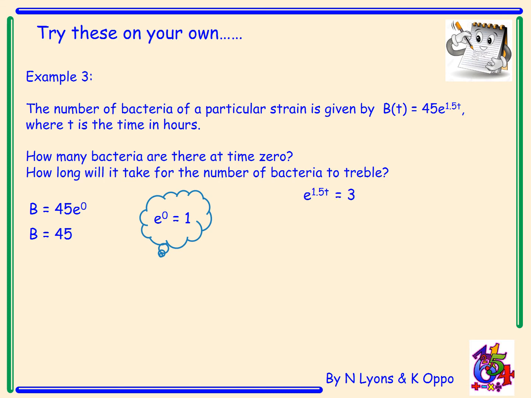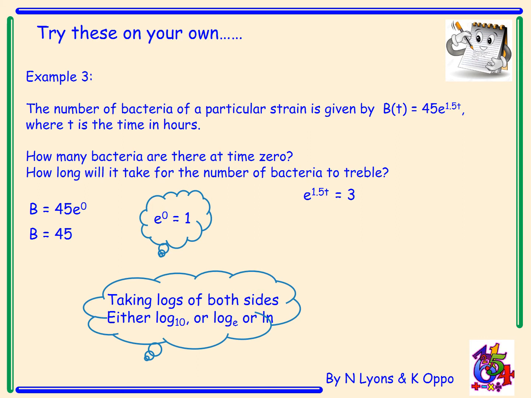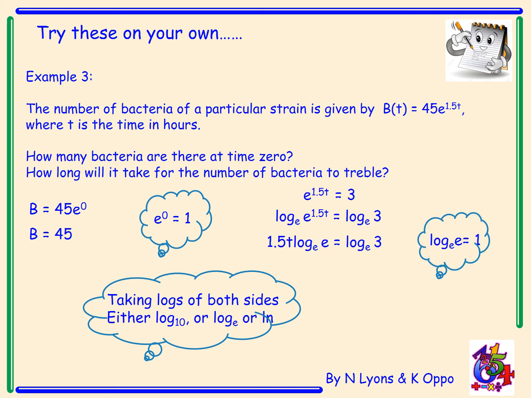The next part says, how long will it take for the number of bacteria to treble? So if I want to have 3 times 45, then e to the power 1.5t must equal 3. Same way, rules of logs, take logs of both sides. The exponent comes down, so 1.5t log e to the base e equals log 3 to the base e. Remembering again, log e to the base e equals 1, so that vanishes. That can be rewritten as 1.5t equals log 3 to the base e, and then dividing by 1.5 to get my answer, 0.73 hours.